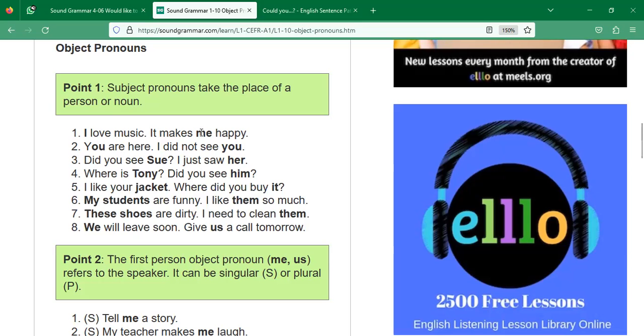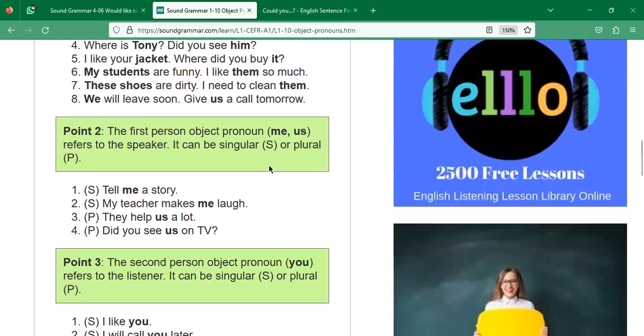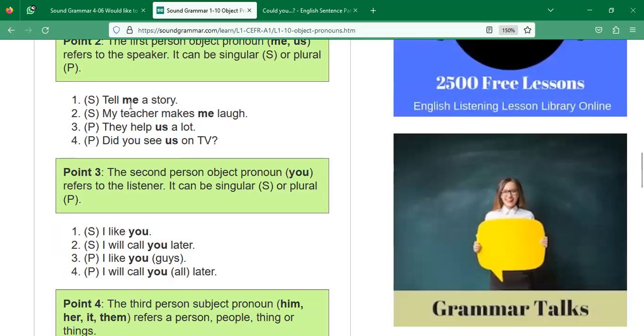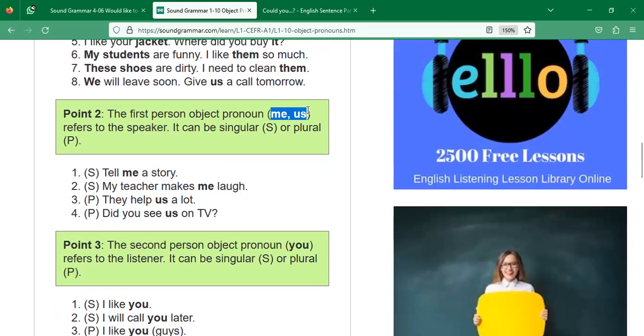So in these examples, we have the object pronoun "me" makes me happy, not "see you", so "her". Okay, so remember when you don't want to talk about people or their names, you use the pronouns, okay? Excellent. Also, remember that when you are using either "me" or "us" is because you are referring to the person who is the speaker, the person who is telling you the information. So here we have some examples.